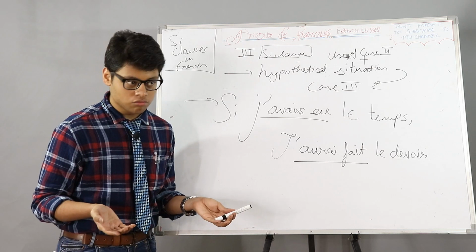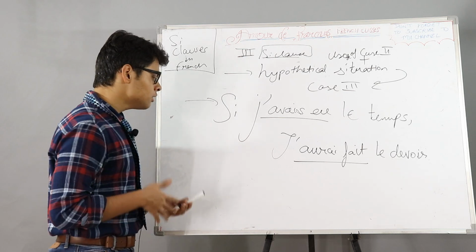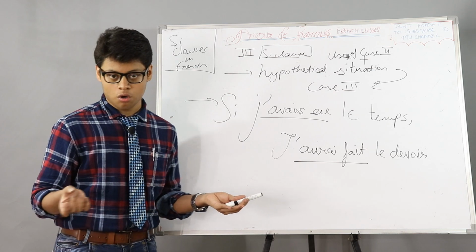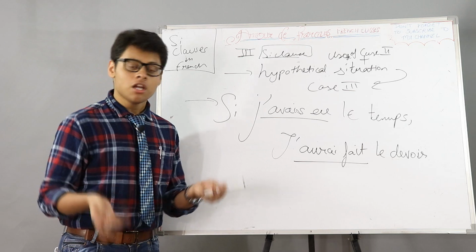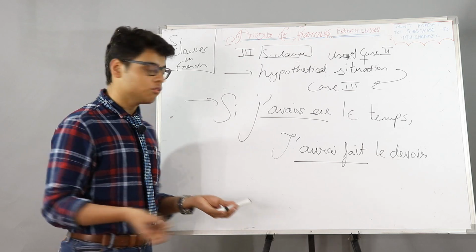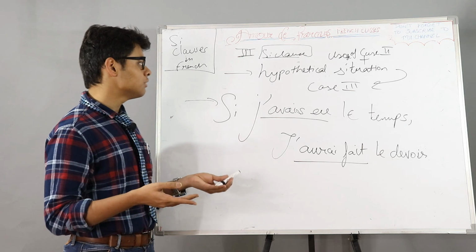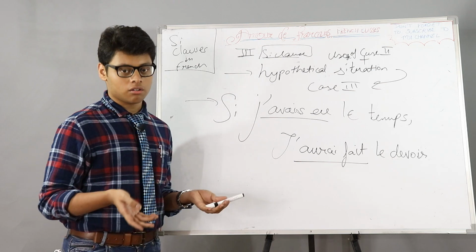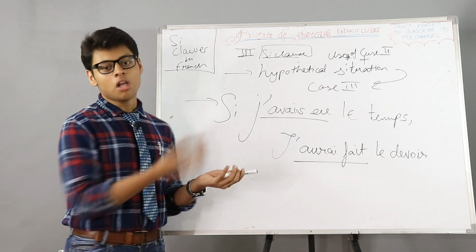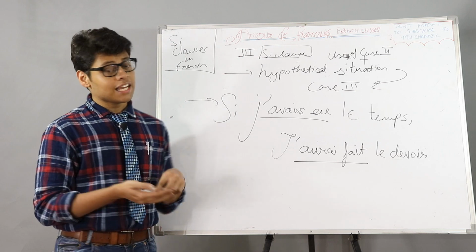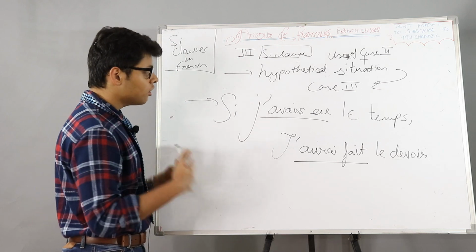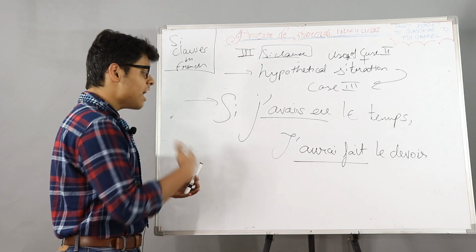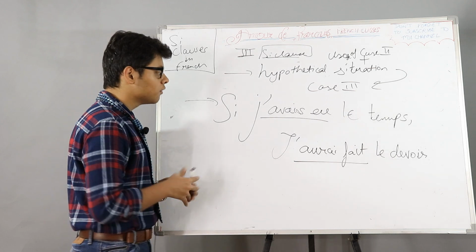So, it's not sure whether you have time or not to do the homework. You may have time, you may not have time to do the homework. So, it's a hypothetical situation, you are not sure about it. Anything can happen. You may do it, you may not do it. So, for this case, we have case 3. Si j'avais eu le temps, j'aurais fait le devoir. If I had the time, I would have done the homework.